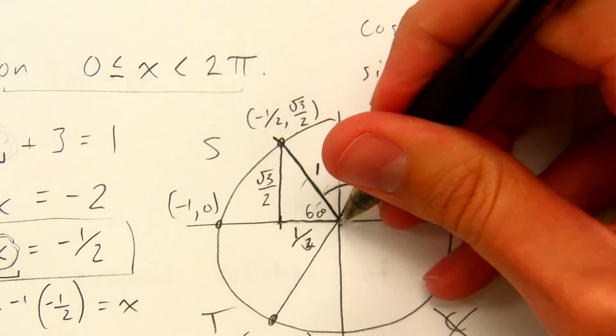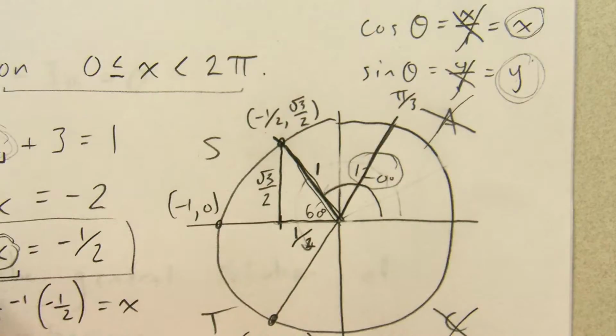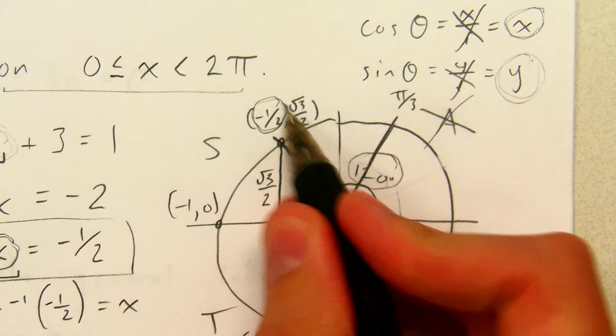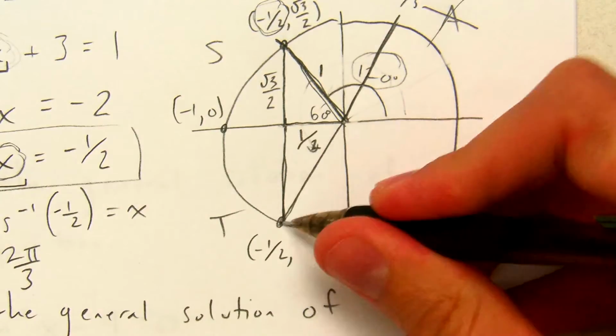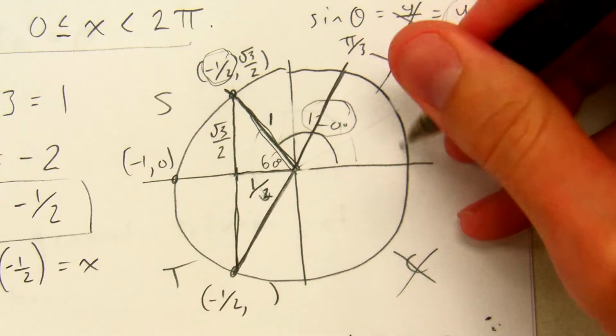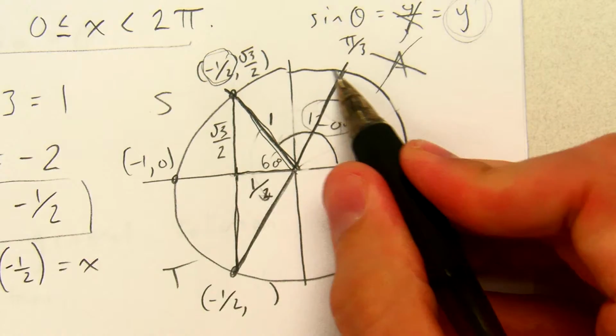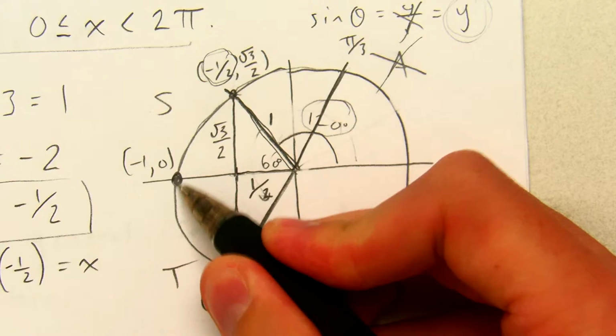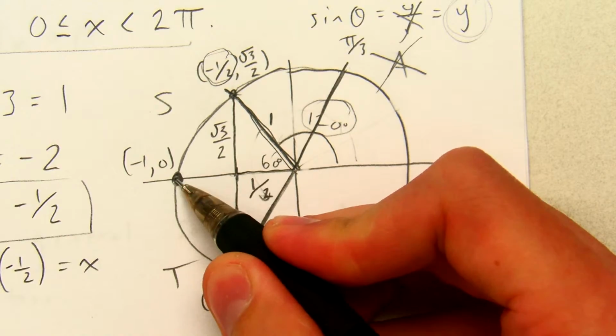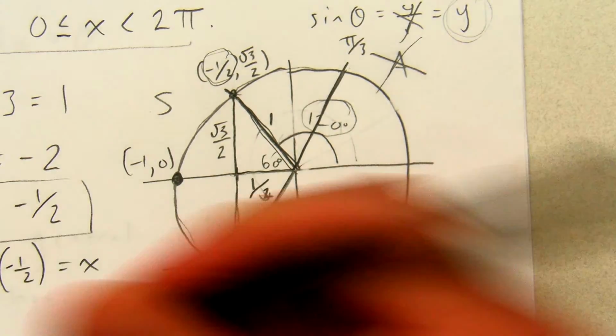That's this angle. And cosine of 2 pi over 3 does indeed equal negative 1/2. Okay, so what's this angle down here? This is 1 pi over 3, 2 pi over 3, 3 pi over 3 is pi, and I know that that's pi on the unit circle. So this would be 4 pi over 3.